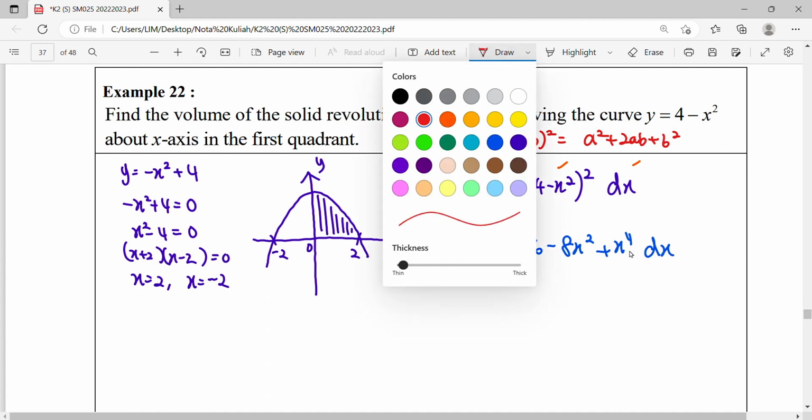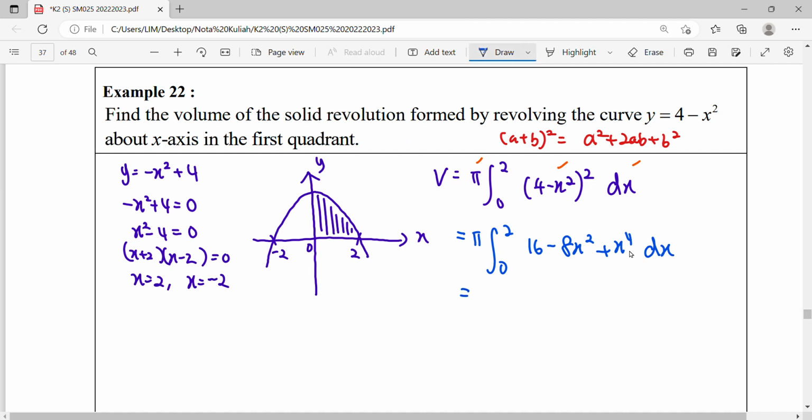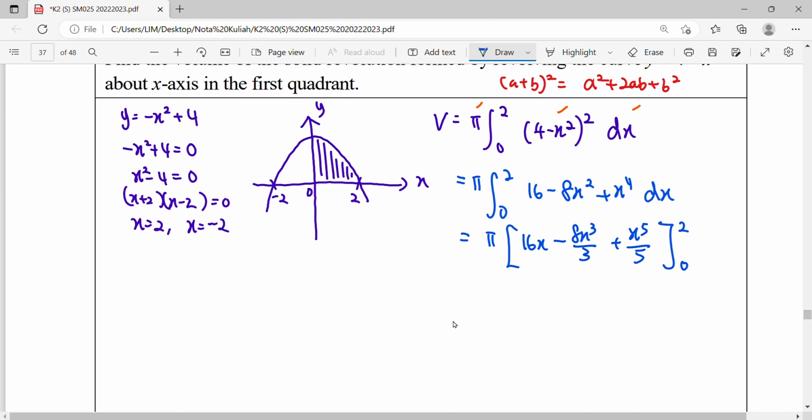So after we expand it, we can do our integration. Integrate 16x: the individual power plus 1, over the new power. Upper limit 2, lower limit 0. So substitute our upper limit 2, minus 0. When you substitute 0 here, everything is 0.